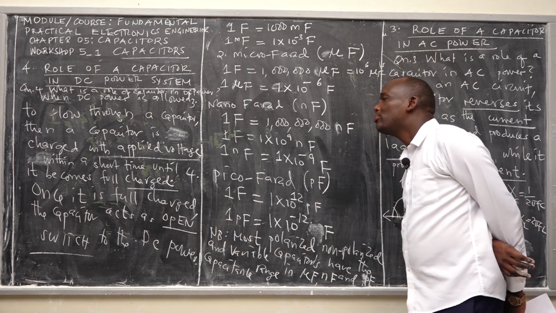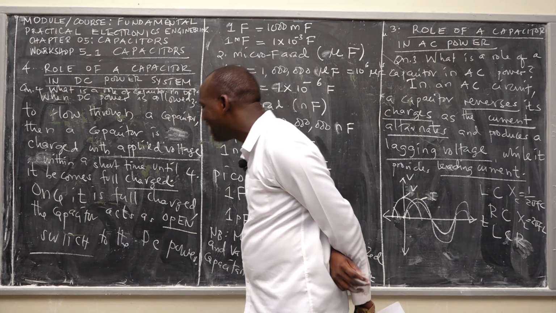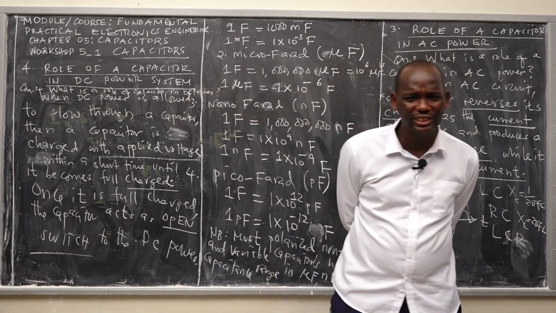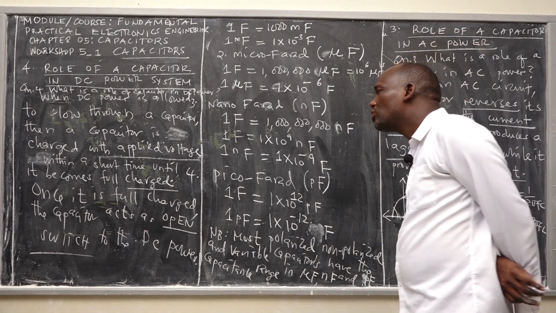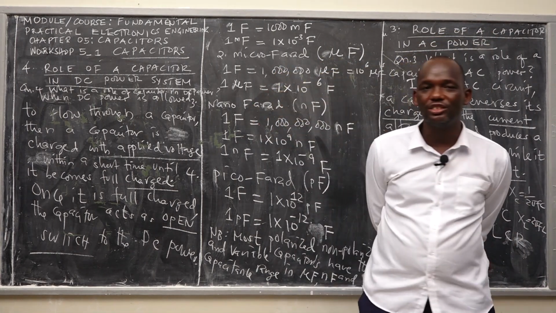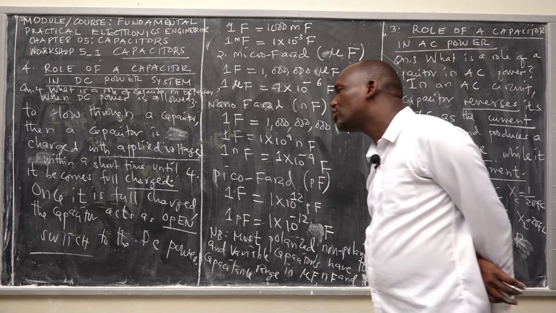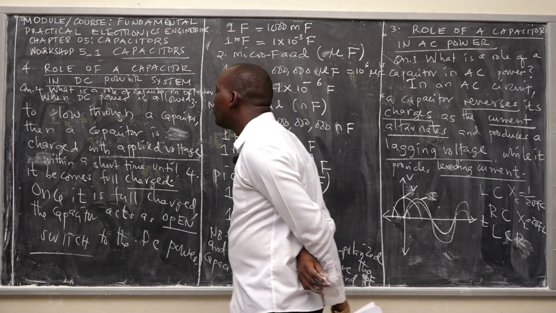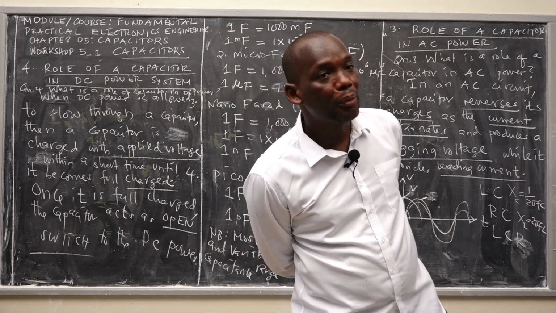So when DC power has been supplied through a capacitor, what is going to happen? That capacitor will be charged with the applied voltage within a short time. You know the meaning of short time? Within a short time, until it becomes full what? Fully charged. And it becomes fully charged when the potential difference across the two terminals of the capacitor is equal to the supply voltage.